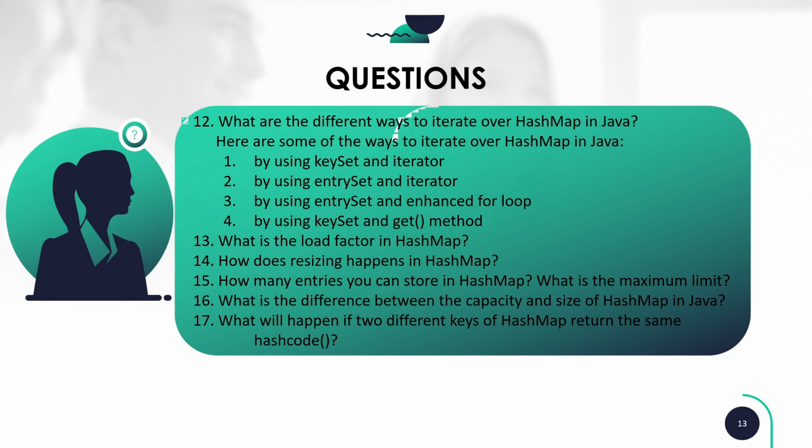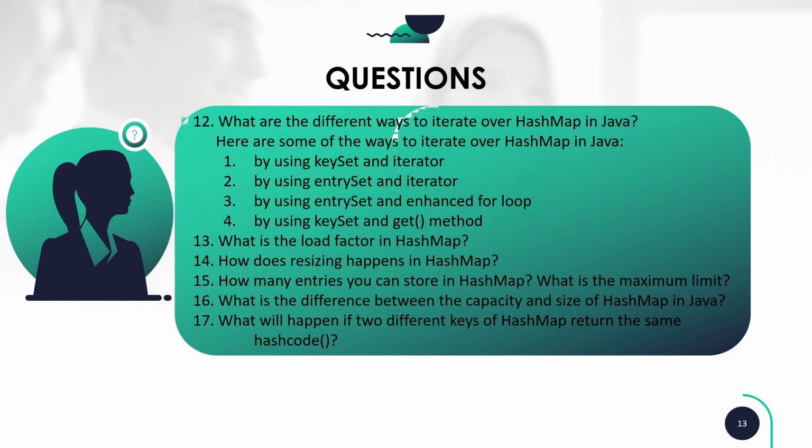So the next question is, how many entries can you store in a hash map? What is the maximum limit? There is no maximum limit for hash map. You can store as many entries as you want, because when you run out of the bucket, entries will be added to the linked list, which can support an infinite number of entries. So you do not have any such maximum limit that you can store.